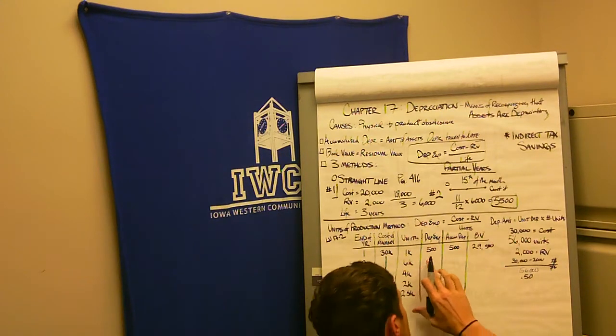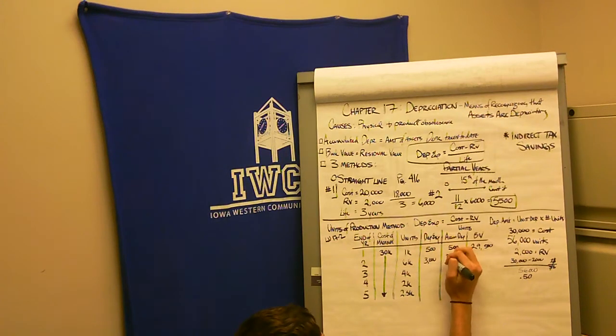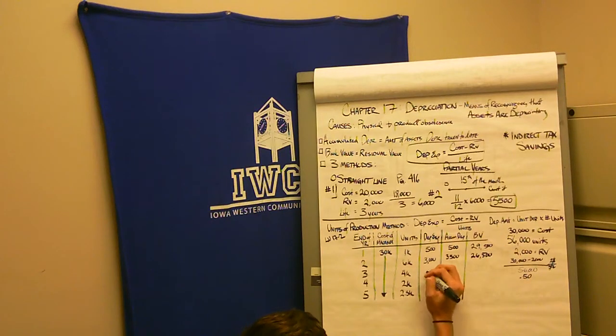Year 2, do it again. 6,000 is actually $3,000. Accumulated now is 3,500 because I add my 500 to my 3,000. Subtract $3,000, I get 26,500. Do it again for year 3.